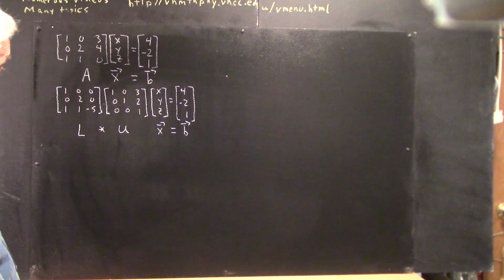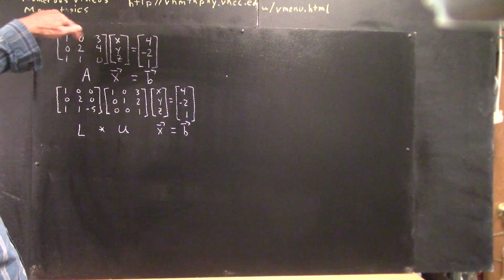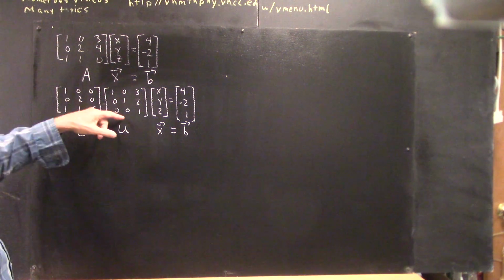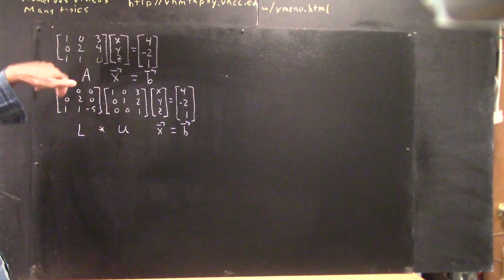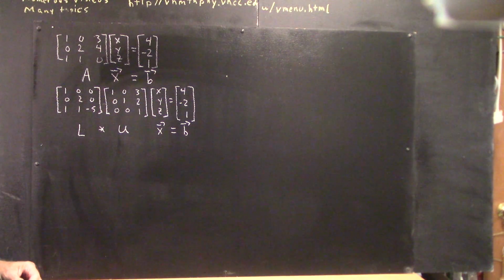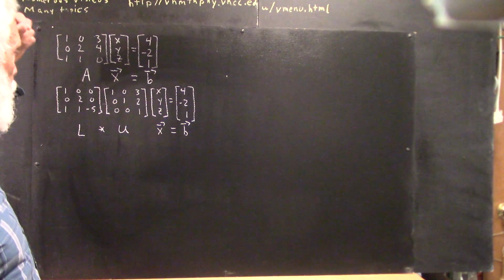Okay, now we've seen then that the matrix 1, 0, 3, 0, 2, 4, 1, 1, 0 breaks into a lower upper decomposition like so. What's the advantage of that? That seemed like a lot of work. Do we get anything out of this?